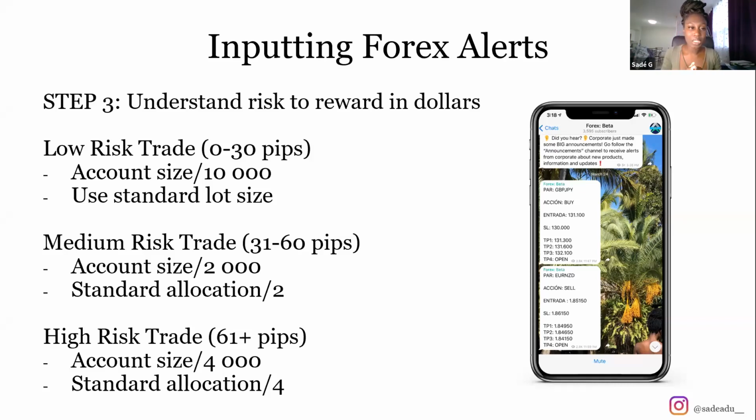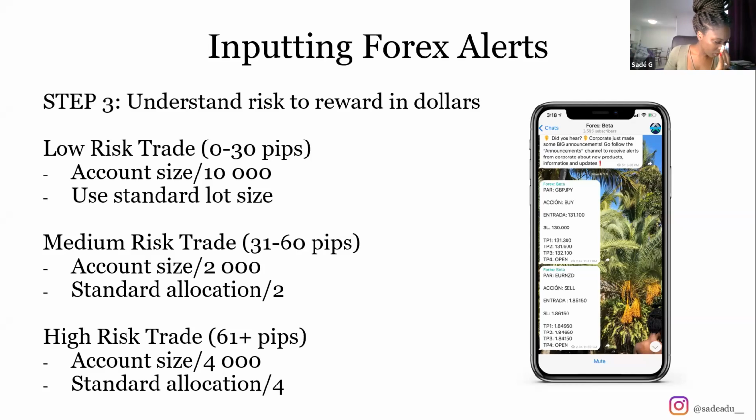To calculate your price per pip, you divide your account size by 10,000. That's going to give you your allocation size, guys. You then times that by 100 and it will give you your price per pip. So let's say you had a $500 account. When you divide it by 10,000, it gives you 0.05. Times that by 100, 50 cents per pip, right? So that's what 0.05 translates to. You know that's 50 cents per pip, and you're going to utilize your standard lot size if it's a low risk trade.